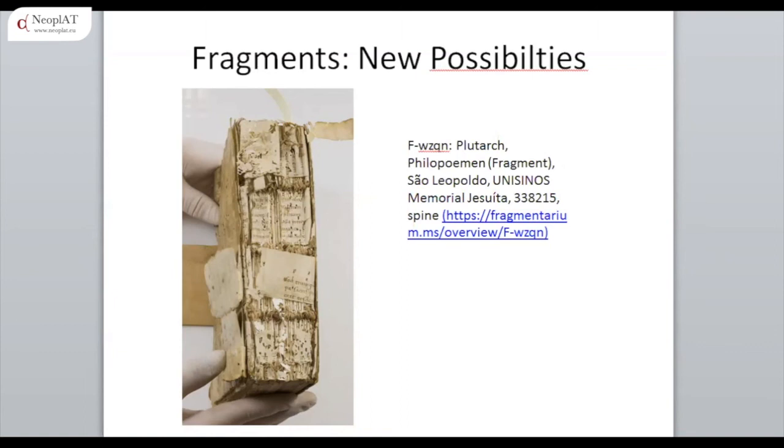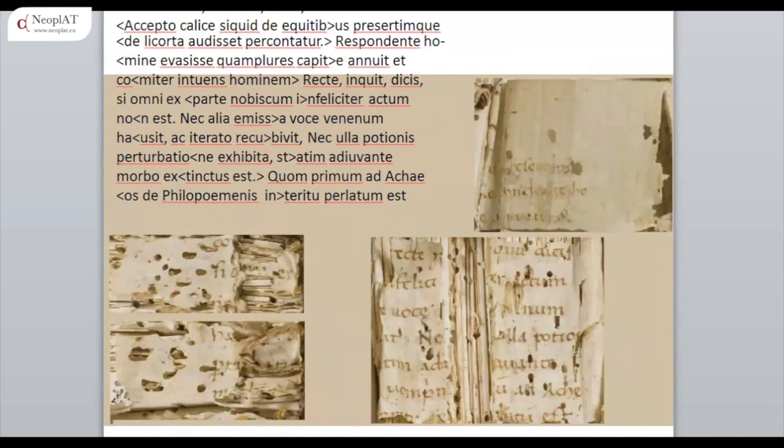You have this termite-eaten, decaying book of Italian poetry with something that looks like a humanist hand stuck in the binding. I found this in São Leopoldo, just before the SIPM conference in Porto Alegre. Twenty years ago, what were you going to do with this? You have a little bit of words and you have to really know your sources to identify the text. Now we can do a better job of identifying it. It's Plutarch, Philopoemen, probably an early 15th century humanist copy. And you can even reconstruct what we have of the page from this and show that, yes, indeed, that's the text.